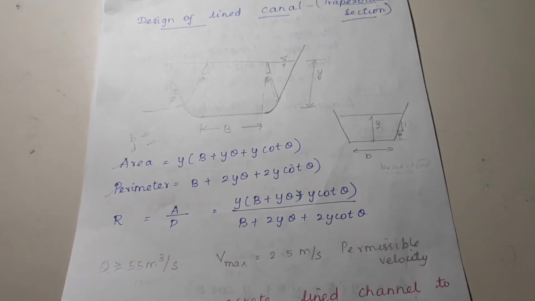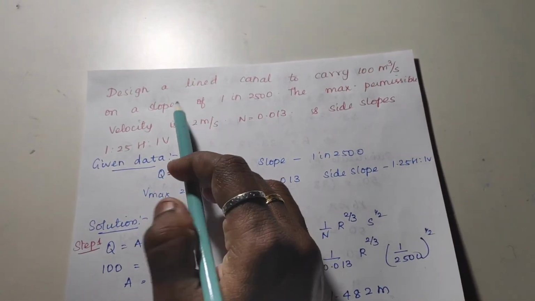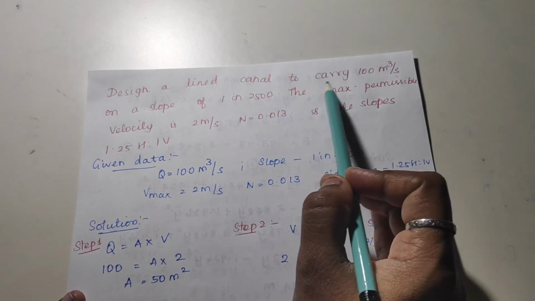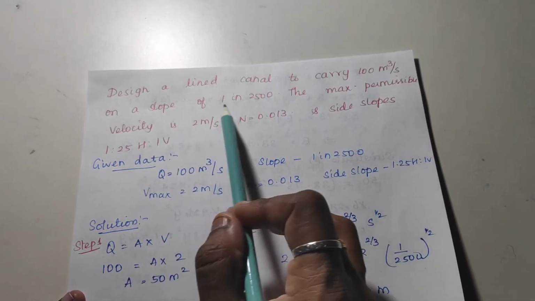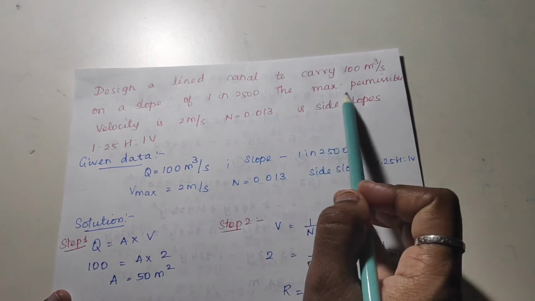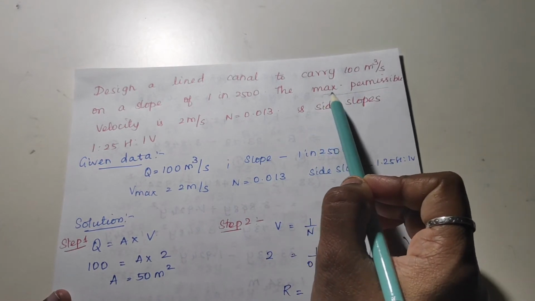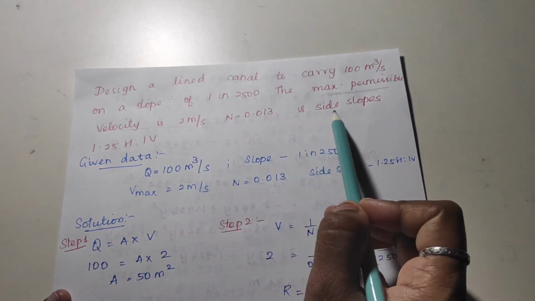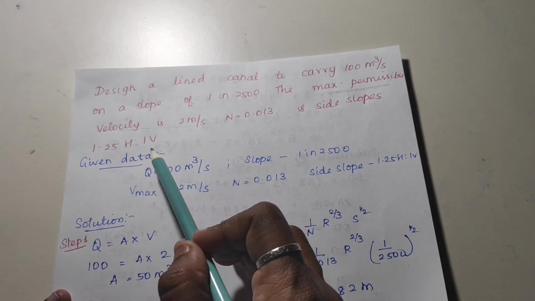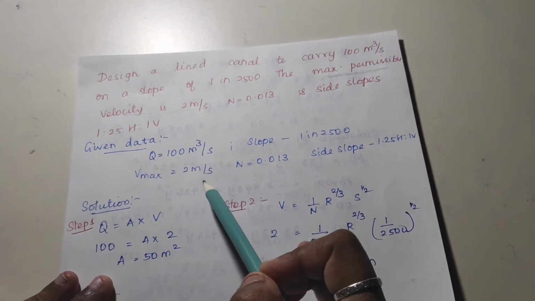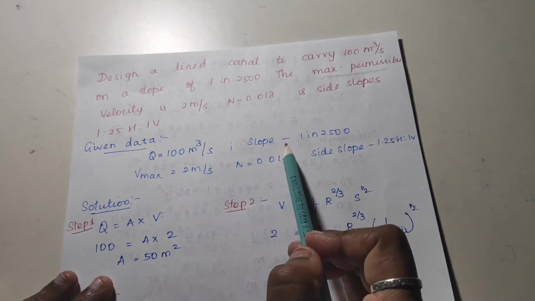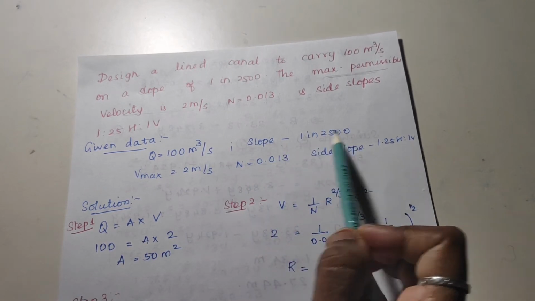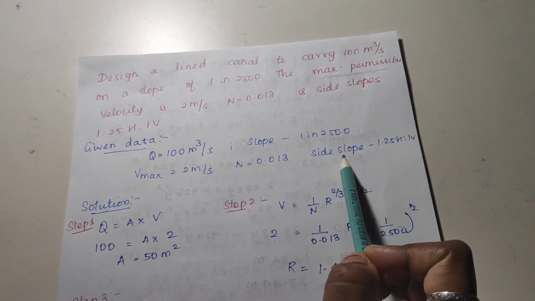So here we are going to see one simple problem. The question will be like this: design a lined canal to carry 100 meter cube per second on a slope of 1 in 2500. The maximum permissible velocity, they have mentioned, is 2 meter per second, n is 0.013 and side slope is 1.25 horizontal to 1 vertical. So write down first the given data. Q is 100 meter cube per second, bed slope is 1 in 2500, maximum velocity, n, side slope.